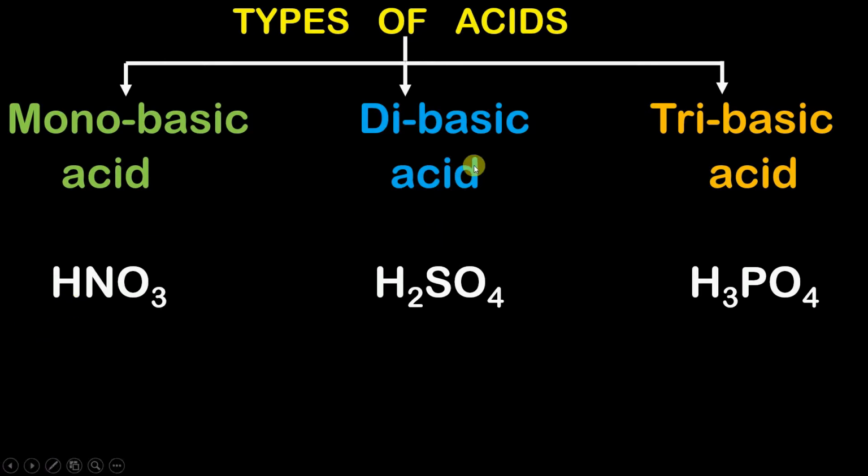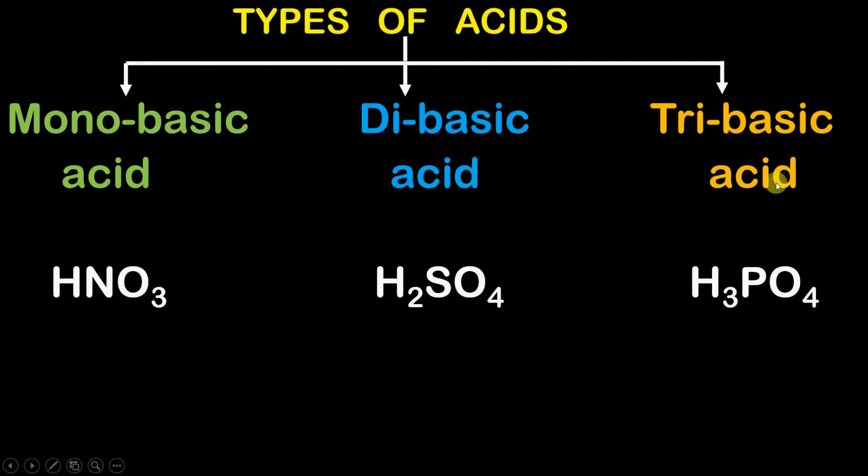Similarly, a dibasic acid is nothing but an acid which gives us two H plus ions after dissociation. So when you dissociate H2SO4 by adding it in water, it is going to give us two H plus ions. Similarly, you might have guessed what a tribasic acid is. A tribasic acid is nothing but an acid which gives us three H plus ions after dissociation.